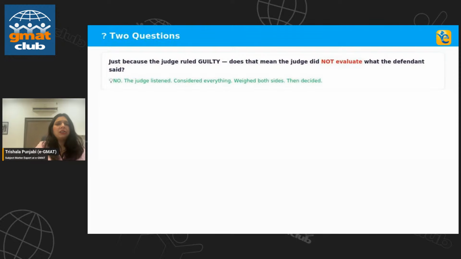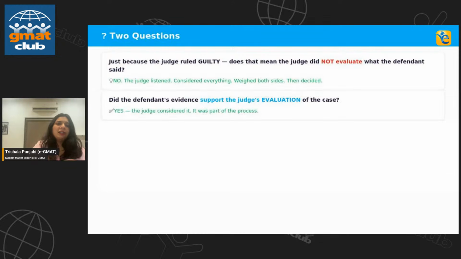Just because the judge ruled guilty doesn't mean that the judge did not evaluate what the defendant said. The judge wasn't like, I got what the prosecutor said, I'm going to close my ears, I'm not even going to look at what the other party says. Absolutely, the judge does not do that. The judge sits with a hopefully neutral stance and evaluates what both parties are saying. So, did the defendant's evidence support the judge's evaluation of the case?